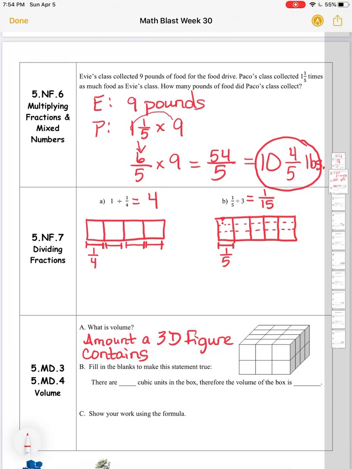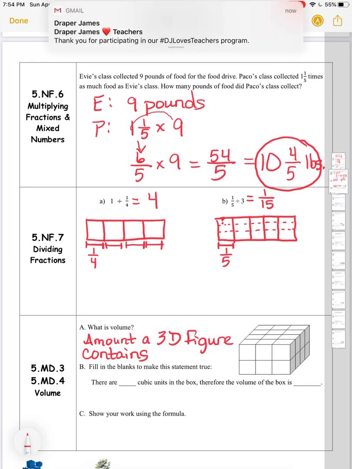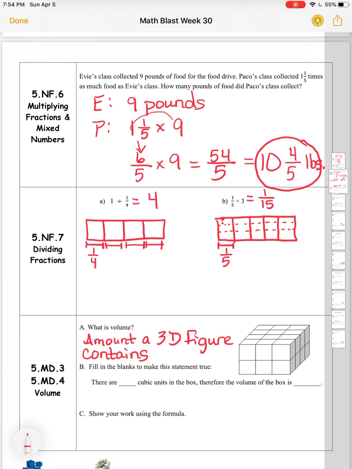So we can count up all of the little cubes there, and we would see that there are 6 cubes on this front layer, and then I have 6 cubes on each of the layers behind there. So 6, 12, 18, 24. I can say there's 24 cubic units in the box. Therefore, the volume of the box is 24 units cubed. Volume is always going to be in cubic units.